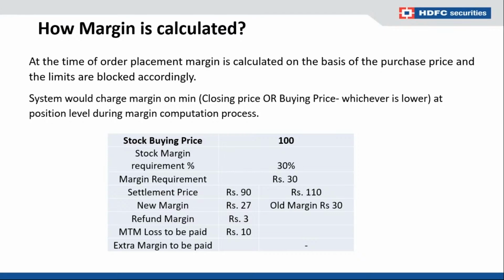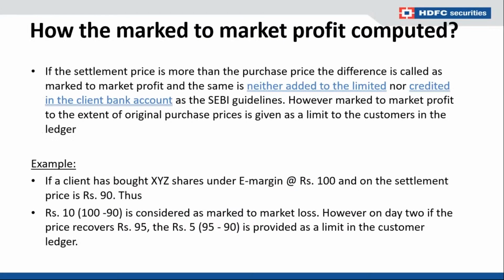Let me explain one more thing, the M2M, how the mark to market profit is computed. If the settlement price is more than the purchase price, the difference is called mark to market profit. As per SEBI guidelines, this is not credited to the client bank account. However, the mark to market profit up to the original purchase price is given as limit to the customer in the ledger.